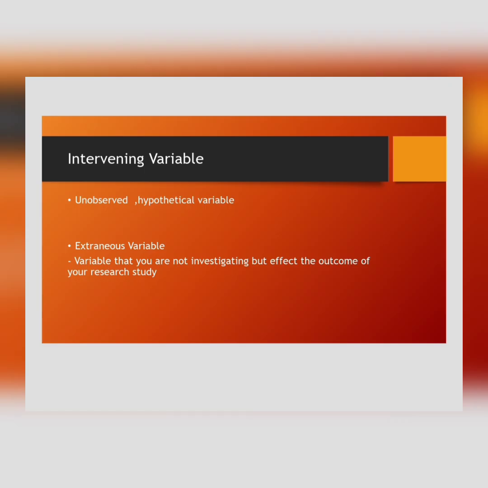An intervening variable is an unobserved hypothetical variable, and it cannot be directly observed or measured. For example, a high level of education can lead to a better job or better occupation, which then results in higher income. The next one, extraneous variable, is a variable that you are not investigating but that affects the outcome of your research study. For example, background noise during a telephone survey or telephone conversation is an extraneous variable.